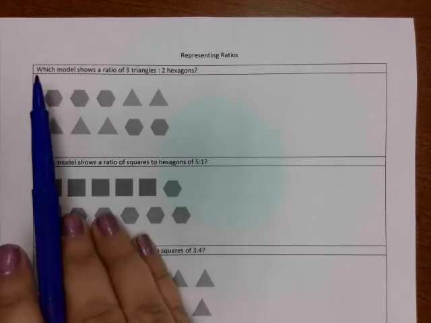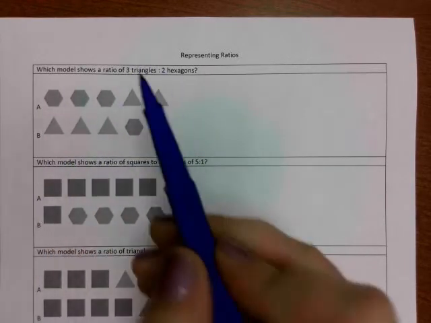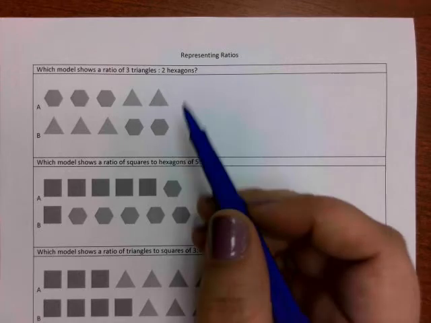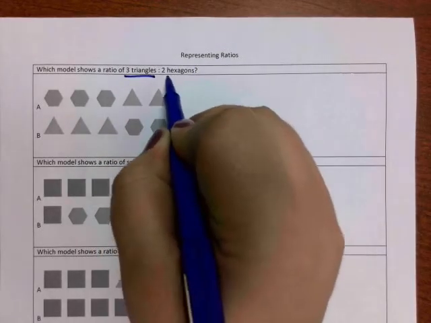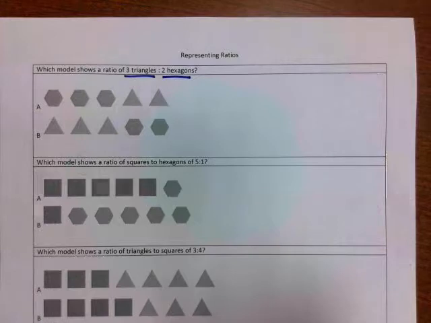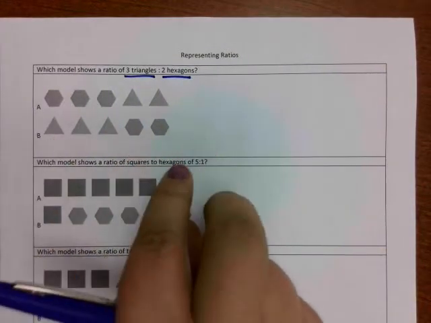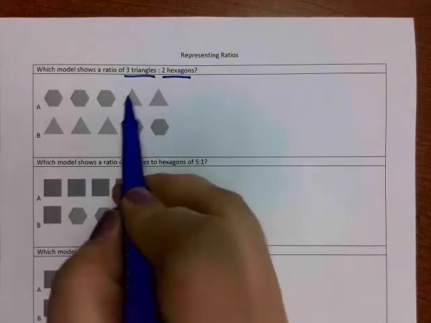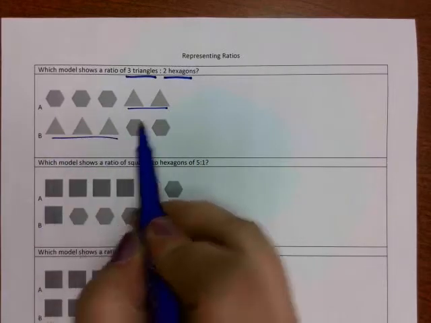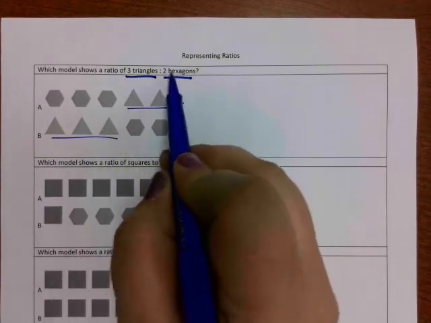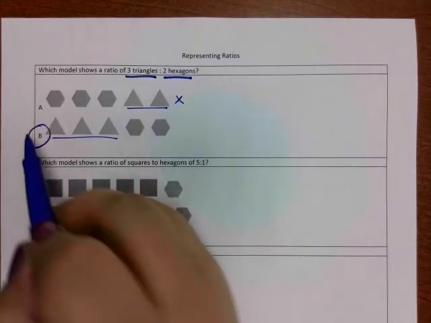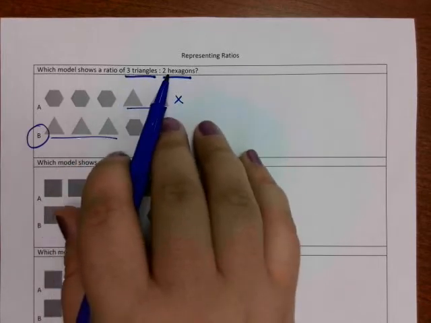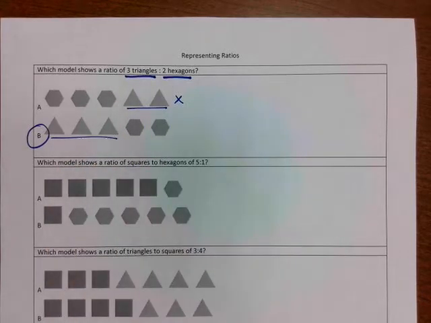So let's get started. The first one says, which model shows a ratio of 3 triangles to 2 hexagons? So it starts off pretty simple. It tells me exactly what this ratio is representing. So we have 3 triangles first and 2 hexagons second. Now that doesn't mean they have to be in that order in the visual. We just need to make sure that there are 3 triangles and 2 hexagons. So 3 triangles, here there's only 2, here there's 3. Okay, so we know this one's not right. 3 triangles and then 2 hexagons, that is correct. So the correct answer is B. Like I said, that was pretty simple. It gave you what the numbers were referring to with the labels immediately after them.